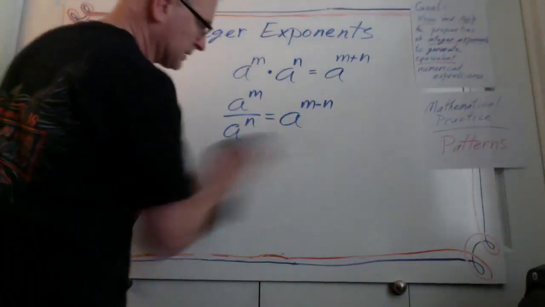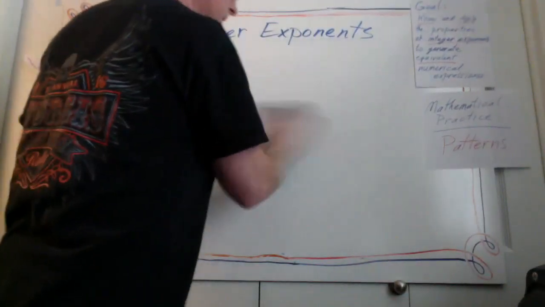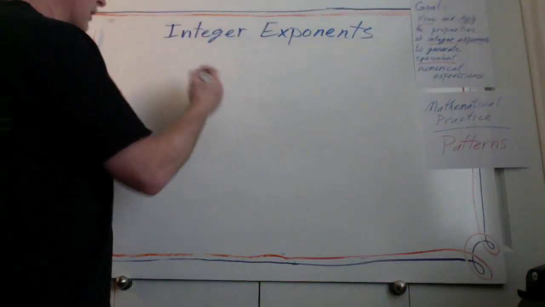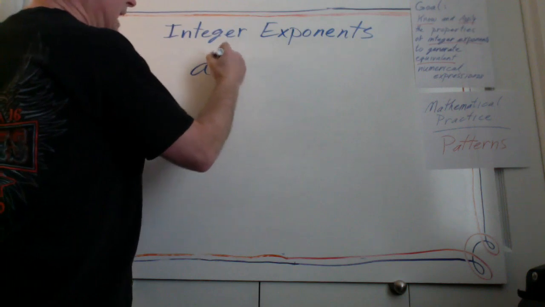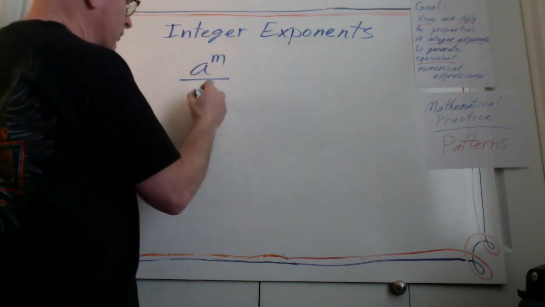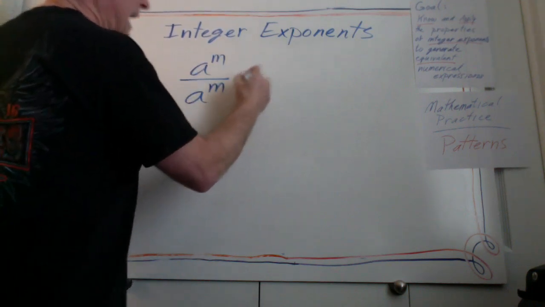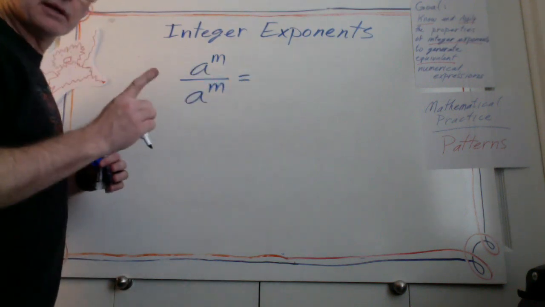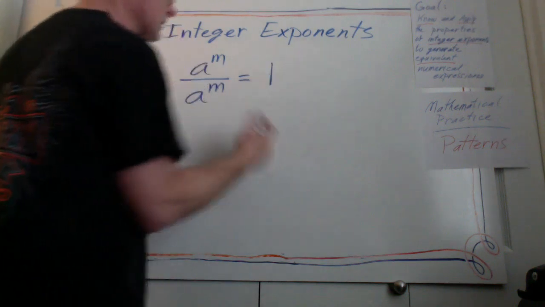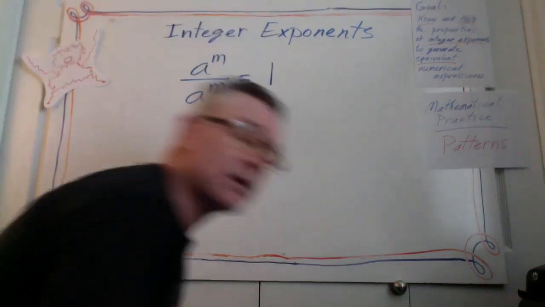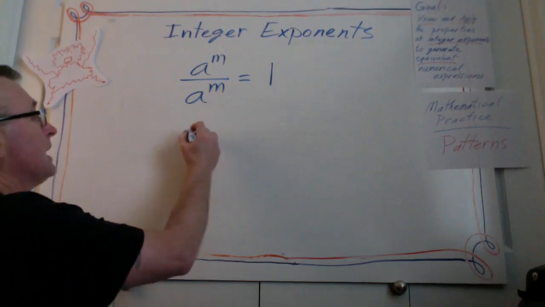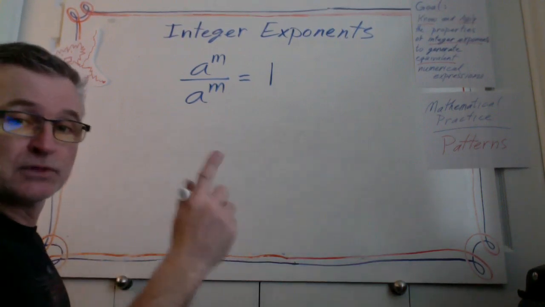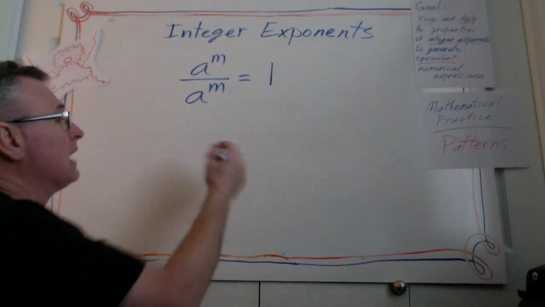Every once in a while, there's a special situation where we end up with something like this, and this is what's going to make our argument. What if we had a to the m and we divided by a to the m? Well, a to the m over a to the m is 1 every single time. This is the thing that makes the argument that any base to the power of 0 is going to end up being 1. And this is how that would happen.